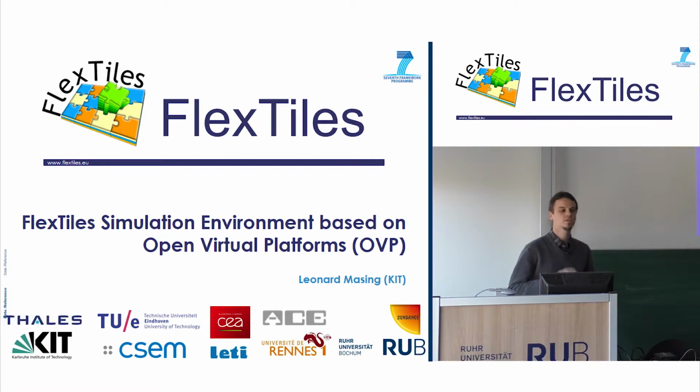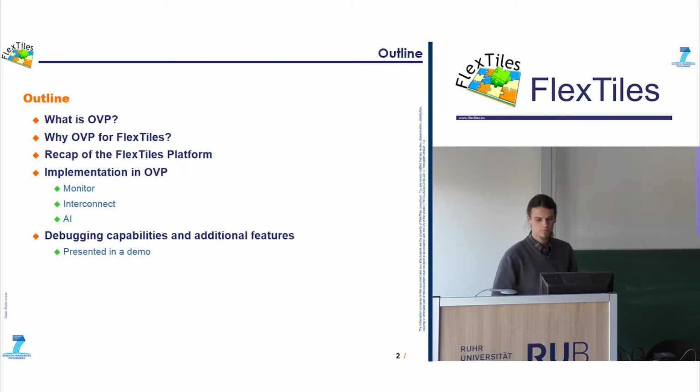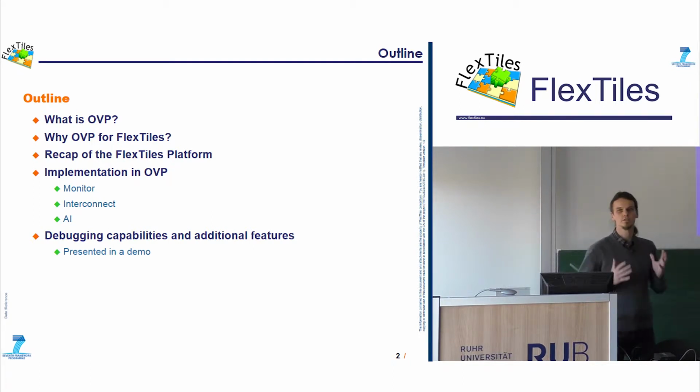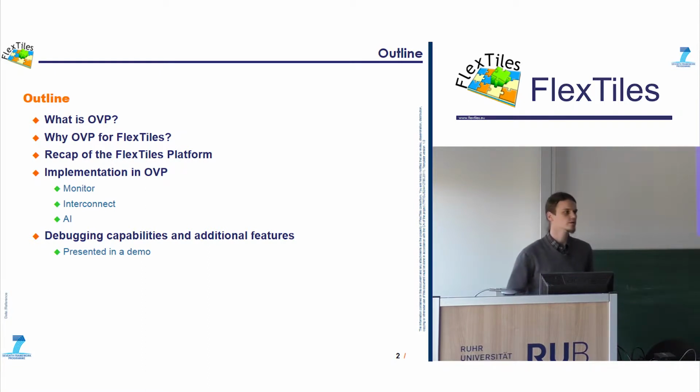So, as we've seen in the presentation before, we heard a lot about the toolchain. And now there's one big part missing, and this is the FlexTiles simulation environment, which is based on open virtual platforms. And I will start this presentation with explaining a little bit what is OVP, what makes it special, what are the advantages, and in the next point, why do we need it, why do we want it in FlexTiles.